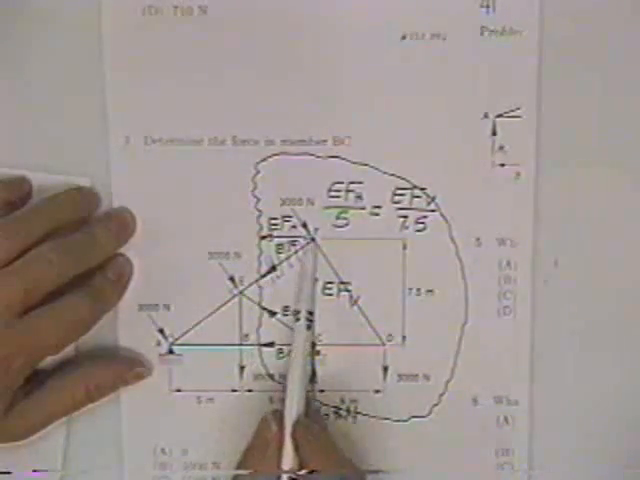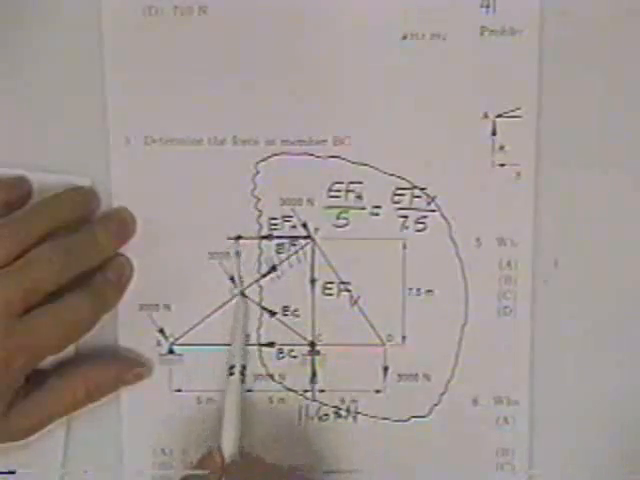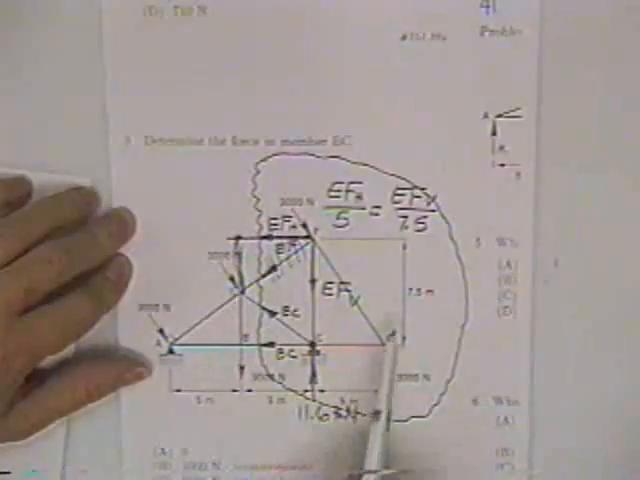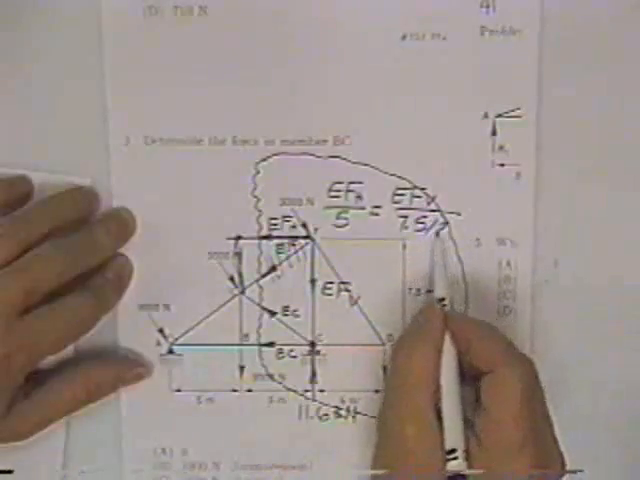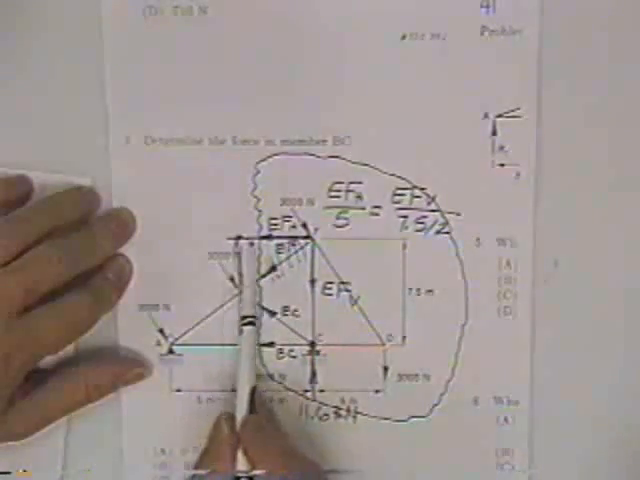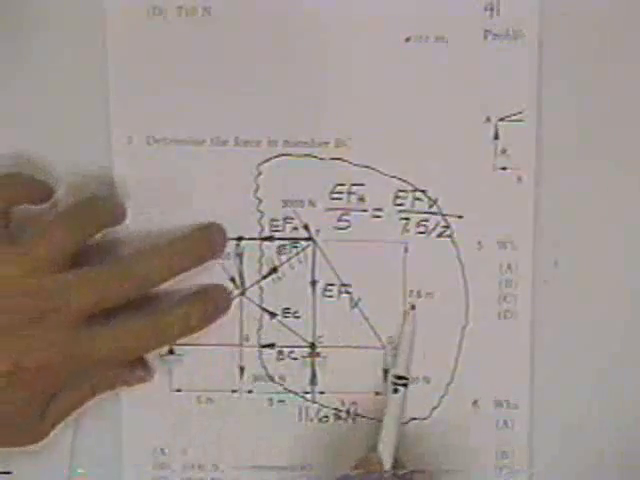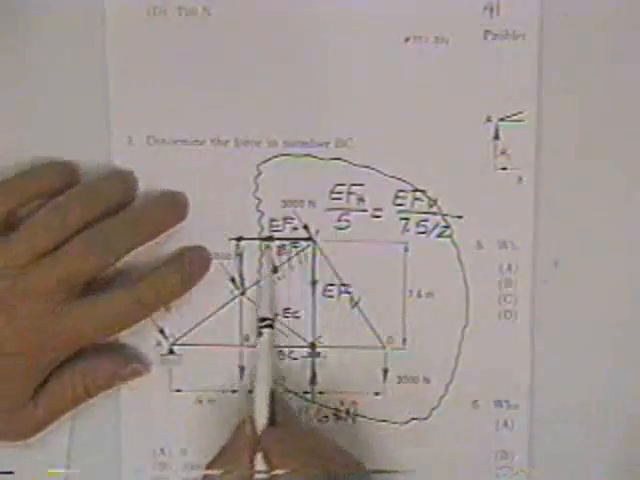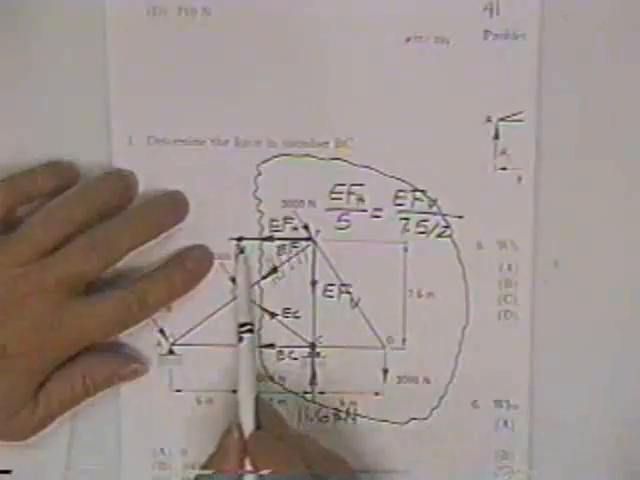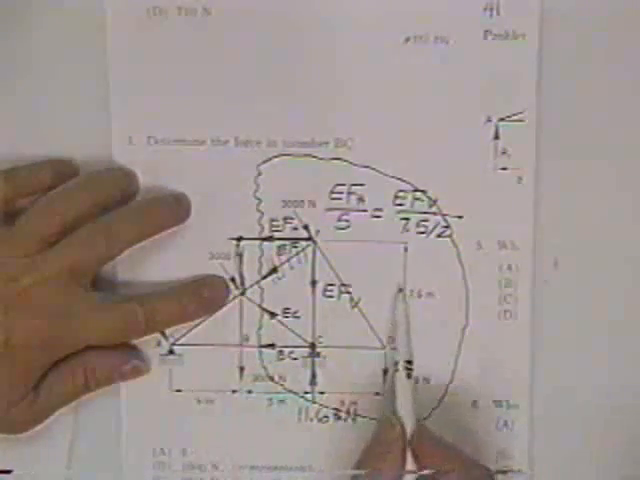This member moves to the left 5, and it moves down 7.5. Oops, I'm sorry. It moves 7.5 total. That's half of 7.5. EF horizontal moves to the left 5. When it moves down, half of 7.5. And therefore, EF horizontal is to the horizontal dimension as the vertical component is to the vertical drop.